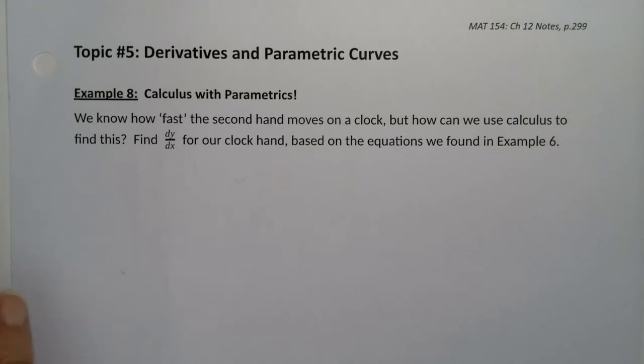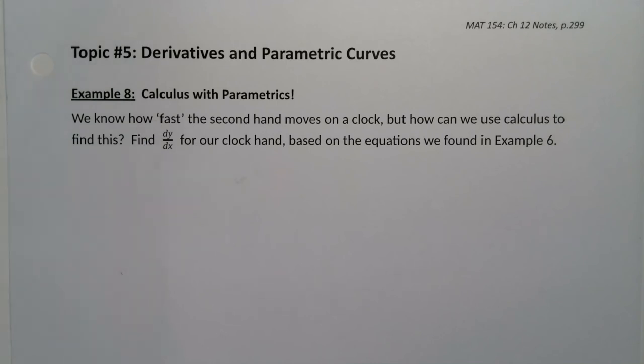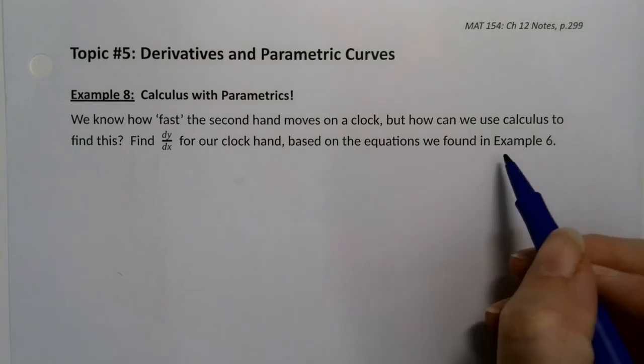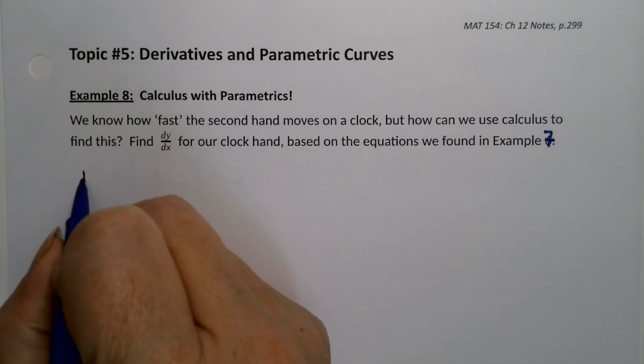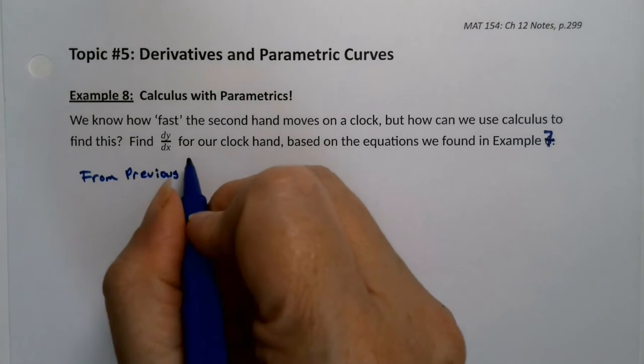So we want to know how fast the second hand moves on the clock. How can we use calculus to find this? All right, so remember in example 6, actually I think it's in example 7. Sorry about that typo. So we had the equation for the second hand of a clock.